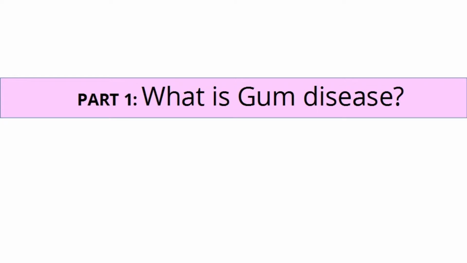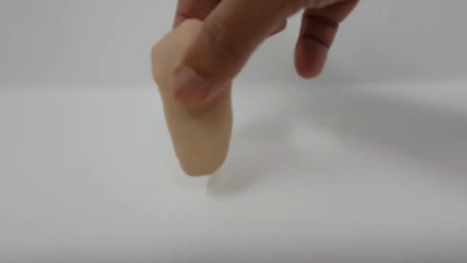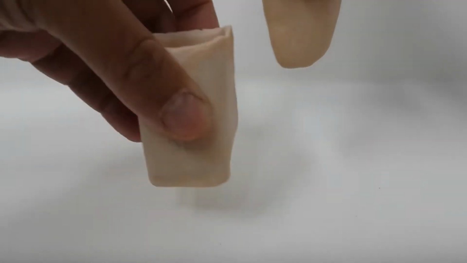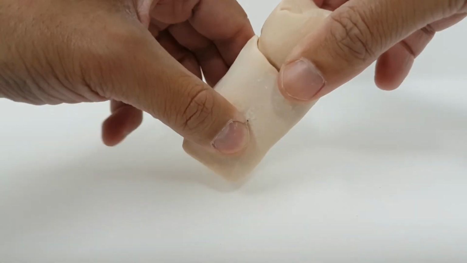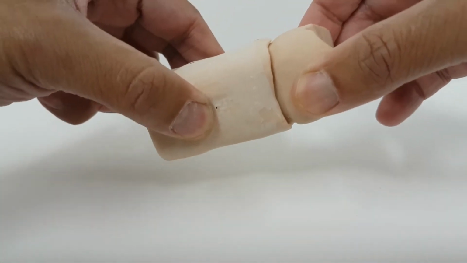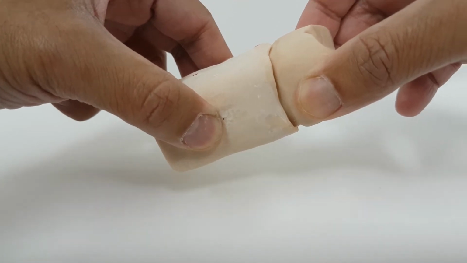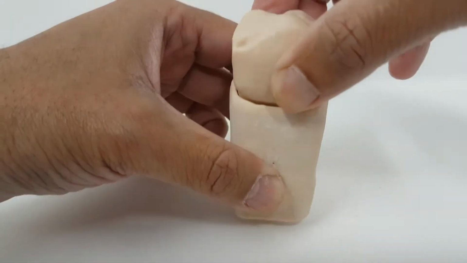Part 1. What is gum disease? So what are normal gums? We can use a model to show you what normal gums are. So we have a tooth over here, and then we have the jawbone that's represented, and the tooth goes into the jawbone. It's quite firmly held in the bone, not coming out.